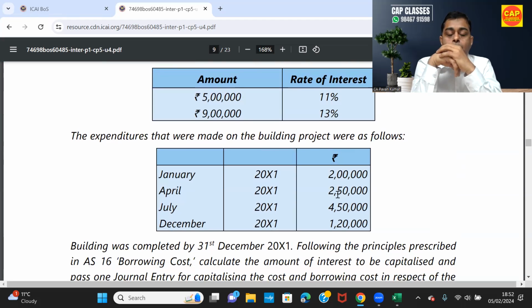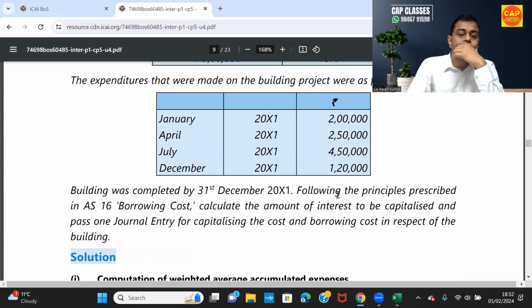The expenditures that were made on the building project were as follows. January 2021, 2 lakhs. April 2021, 2 lakh 50,000. July 2021, 4 lakh 50. December 2021, 1 lakh 20. Building was completed by 31st December 2021. Following the principles prescribed in AS 16 Borrowing Costs, calculate the amount of interest to be capitalized and pass 1 journal entry for capitalizing the cost and borrowing cost in respect of the building. Pass how many journal entries? 1 journal entry. For everything put together, they want only 1 journal entry.